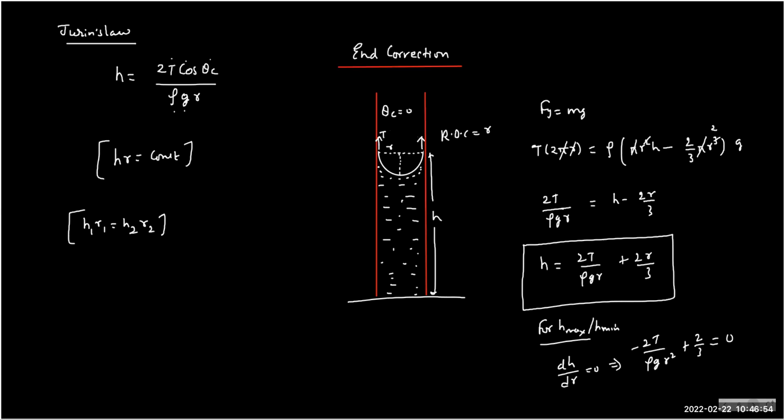So what will be our equation? Minus 2T by rho g r square plus 2 by 3 equals 0. So 2T by rho g r square is 2 by 3. Is it? Yes. So r square is how much? 3T by rho g. So r is how much?